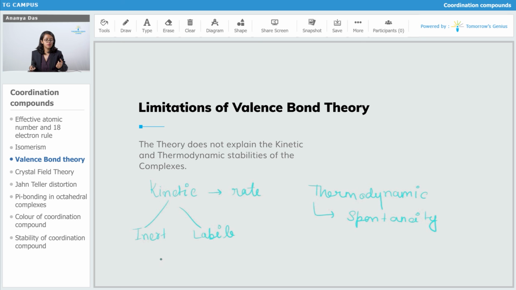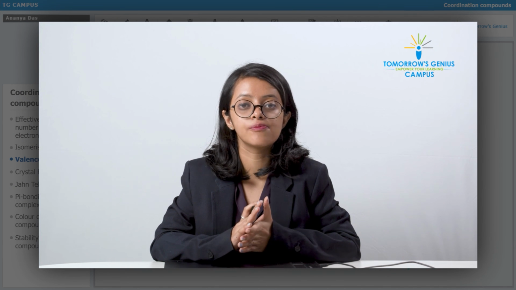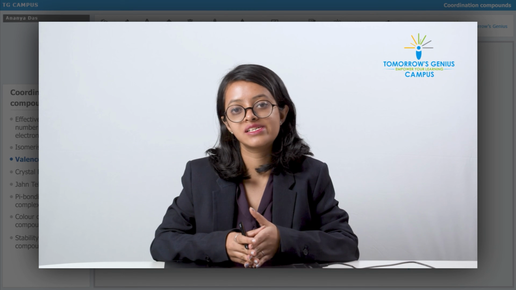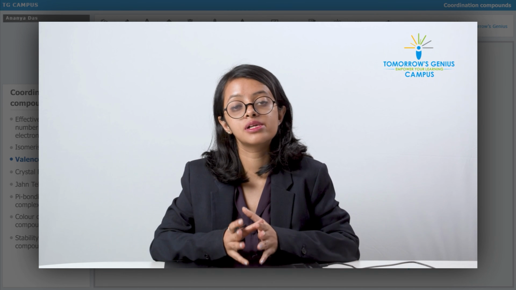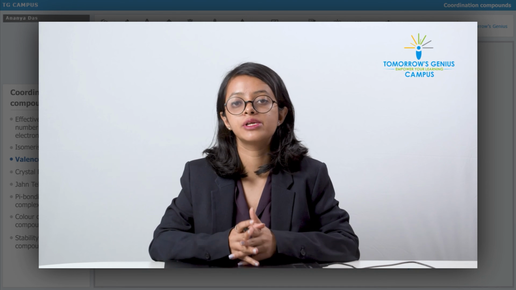So a perfect complex is not going to react at all with that particular reagent, whereas an imperfect complex is going to react with that particular reagent. But how much time it is going to take to react depends upon the kinetic stability. So again, valence bond theory does not tell us anything at all about whether that complex is kinetically stable or not, or thermodynamically stable or not with a particular reagent. So that is one of its major limitations.